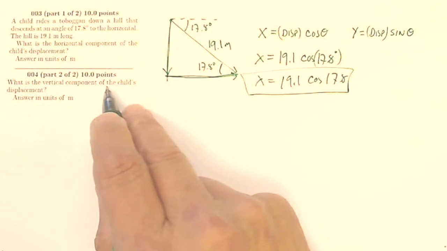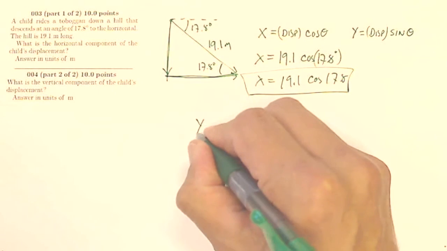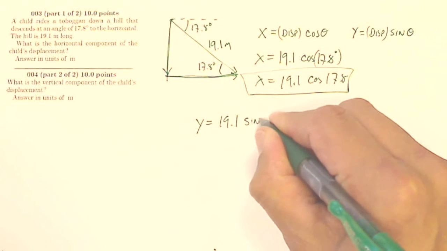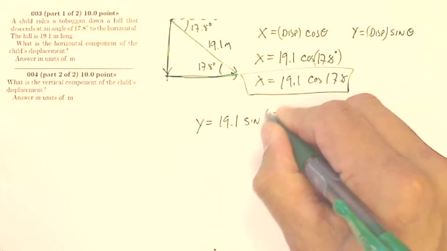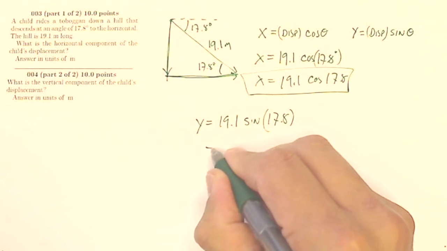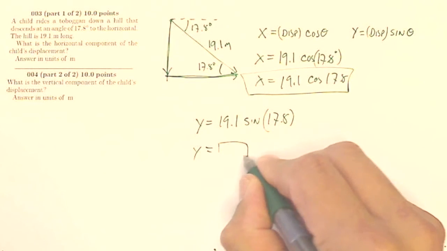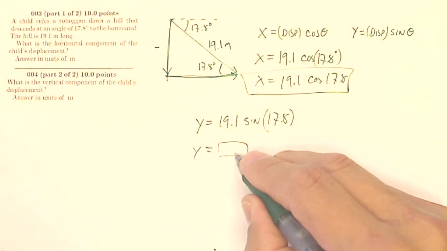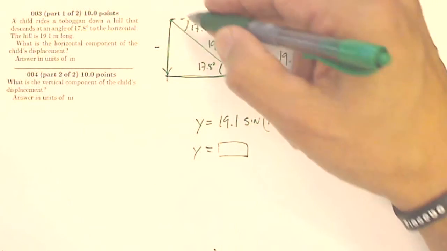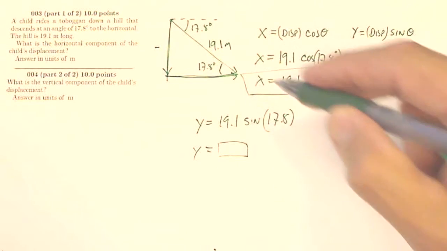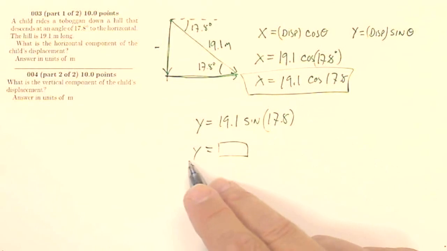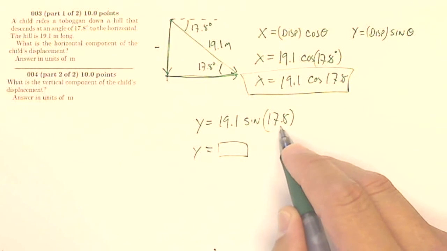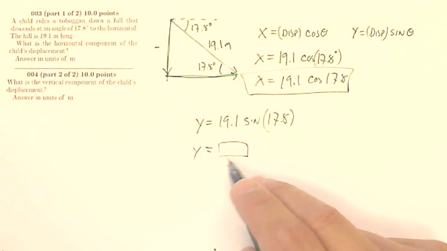Now it says, what is the vertical component of the child's displacement? Well, my y is going to be 19.1 times the sine of 17.8 degrees. If I do 19.1 times the sine of 17.8 degrees, that's going to give me a number. But the key here is that it's going down, so that's going to be negative. So make sure you enter that as a negative displacement, because his displacement is down and over. So I'm going to take my x as a positive, but my y, when I do 19.1 sine of 17.8, making sure my calculator's in degrees, this is going to be a negative number.